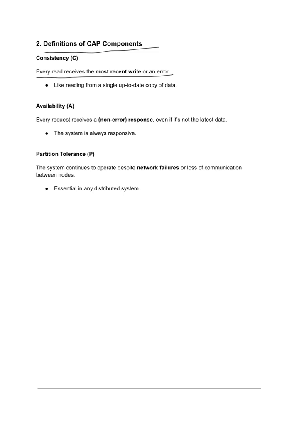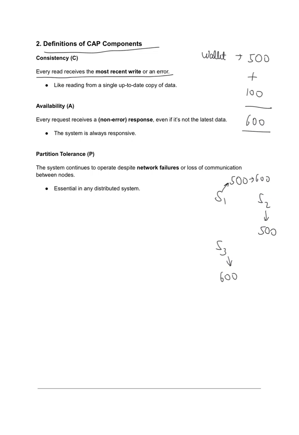Let's say your wallet amount was 500. Now you added some money and it increased to 600 bucks, right? And let's say your database has multiple systems, multiple nodes, like S1, S2, S3. So your data is updated here from 500 to 600, but it is only 500 here and it is 600 here. Such a system is not consistent.